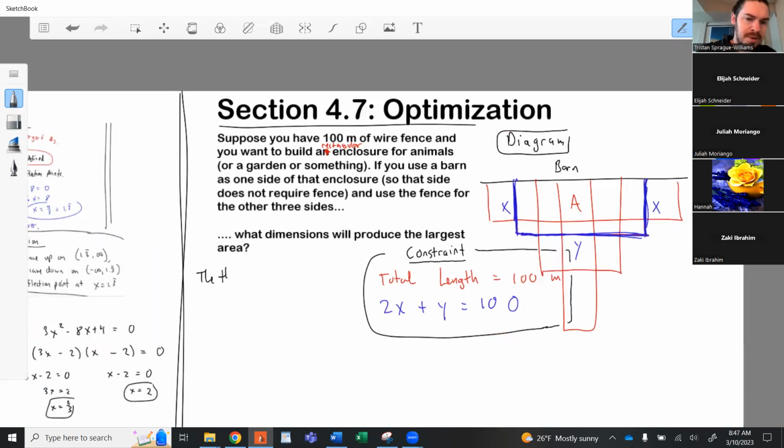The thing to optimize, which I wish I had a better name for. You can help me think of a good name for that. What is the thing to optimize? The thing to optimize in this case is the area. And we can also calculate the area using our variables. What is the area in terms of X and Y?